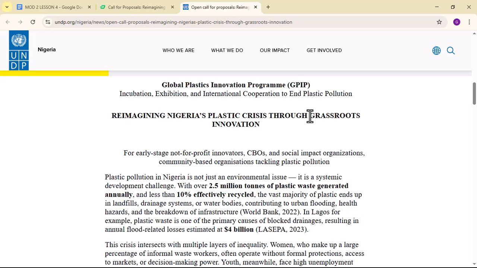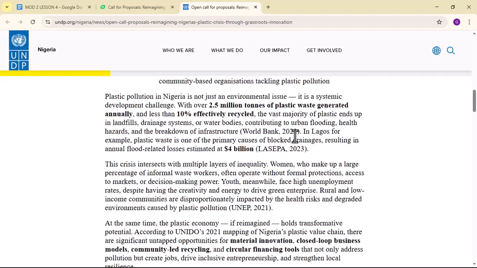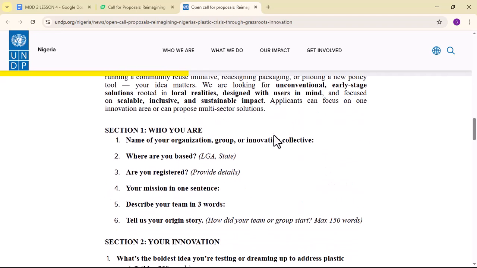Community-based means that people in the community adopt that solution, right? Let's say a community has a place where they keep their plastic waste, for example, that is grassroots, because almost everyone in the community adopts that solution, right? Not an individual. All right. Now, in order for you to apply, applicants can focus on one innovation area or can propose multi-sector solutions, depending on you. All right. So here, if you are going to apply, you are going to apply answering this question.